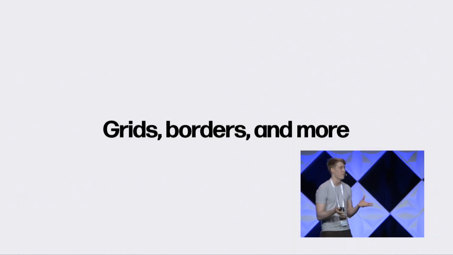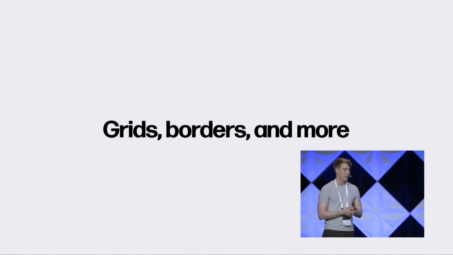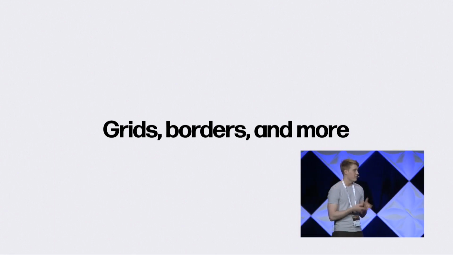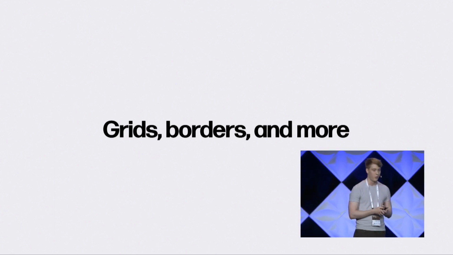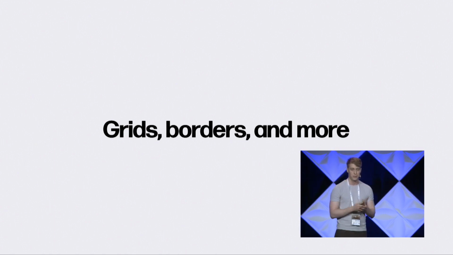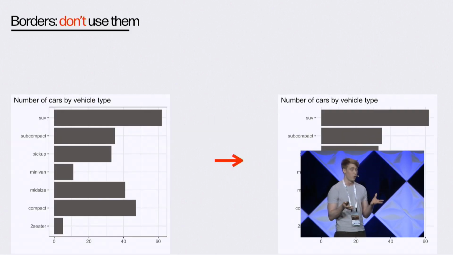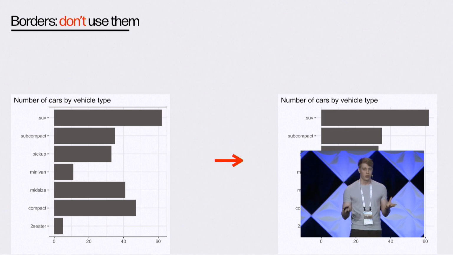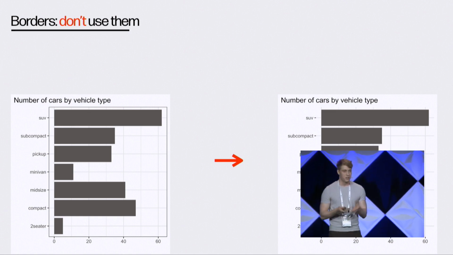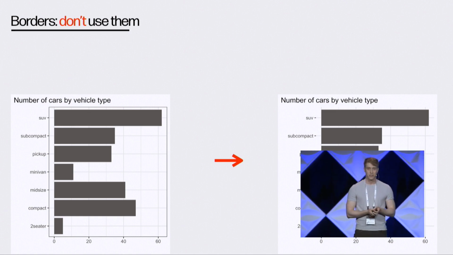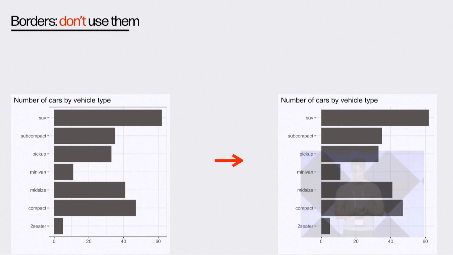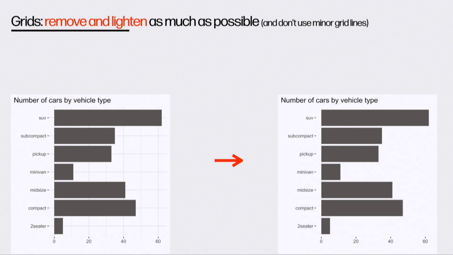So charts often come with these extraneous elements. They're not data, and a lot of times they can distract from the chart. So I want to talk a little bit about how to reduce those. A good example of this is borders. You almost never need a border in a chart. Oftentimes they just don't serve a purpose, and all they do is distract from your data and add ink to the page. Another thing is grid lines.